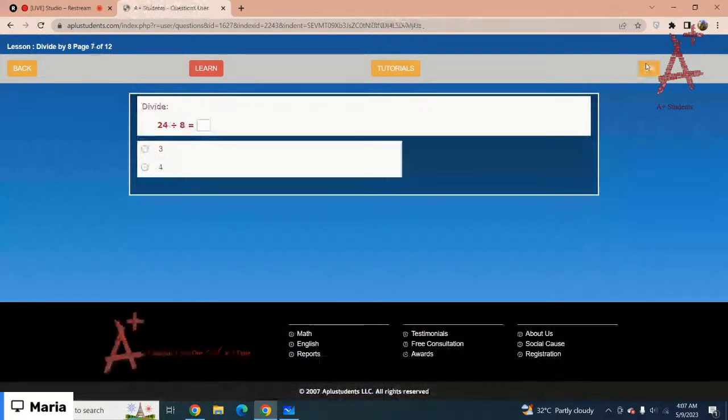8 times 24 divided by 8. So which is the correct option? 2, 3 or 4?